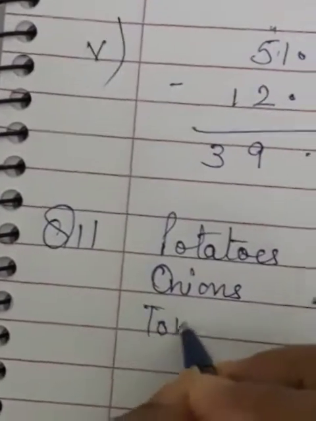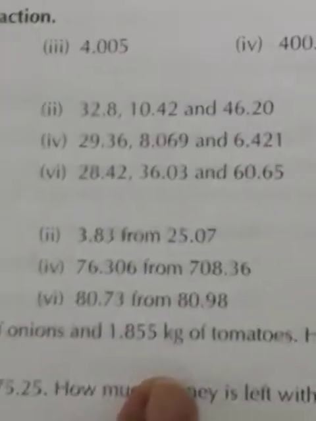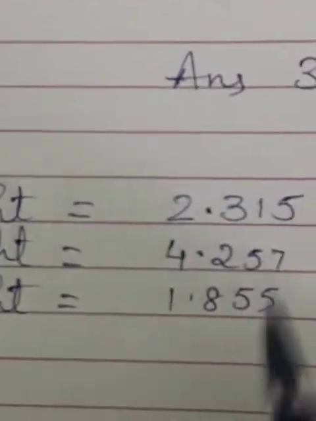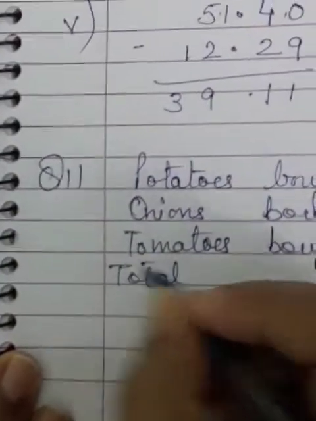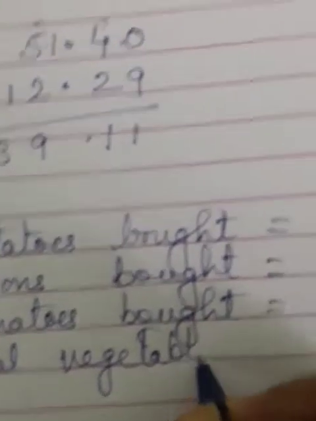Tomatoes bought is equal to 1.855 kg. So the question is, how much is the total quantity of vegetables? To find the total vegetables, we will add them.